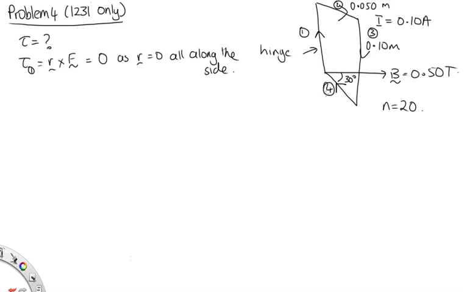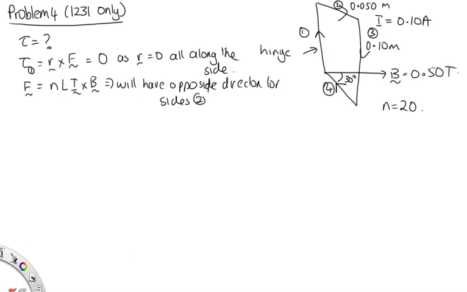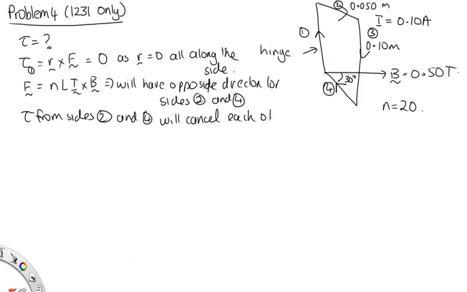Now for sides 2 and 4, we'll need to use that the force is equal to NLI cross B. But the currents are travelling in opposite directions for these two sides. So the force will have opposite direction for sides 2 and 4. But apart from that, it will have the same magnitude. And so the torque, because F has the opposite sign, the torque will also have the opposite sign. And so the torque from sides 2 and 4 will cancel each other out. So that's nice. That leaves just side 3 to consider.